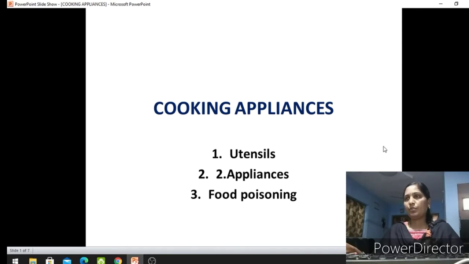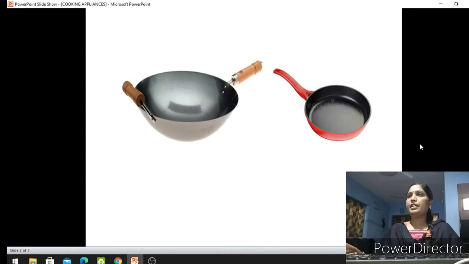So what are those utensils and for which method we use each utensil, we'll see now. This is called a wok. W-O-K, wok, or it can also be called kadai. This is used for deep cooking. For deep frying, your mom will use this wok, right?